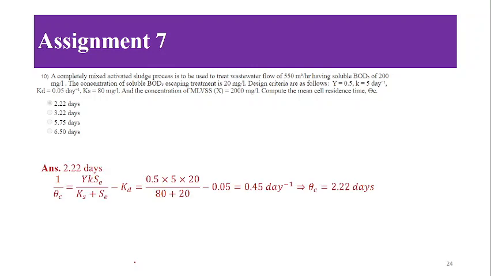So theta c, and the relation for theta c from the modeling aspects is given here. We plug in the values maintaining the units, mainly in milligrams per liter here and here as well, and this is in day inverse, so that is okay. This is kd, this is Ks, which is given here. Se will be 20 milligram per liter, which is escaping the treatment. So you plug in that and you find out the cell residence time as 2.22 days.